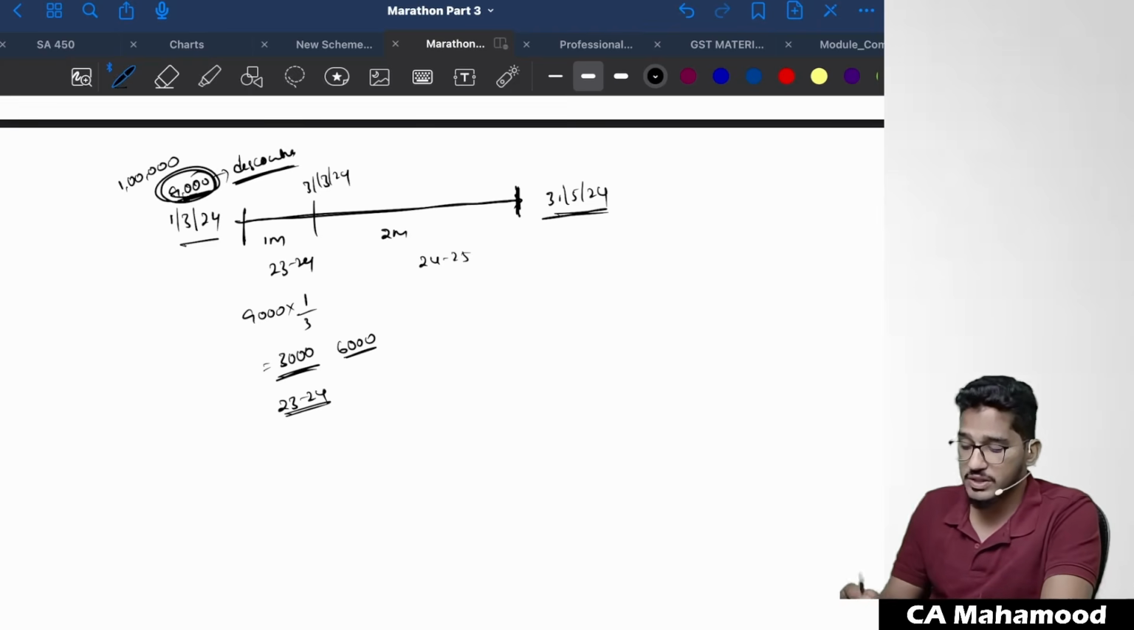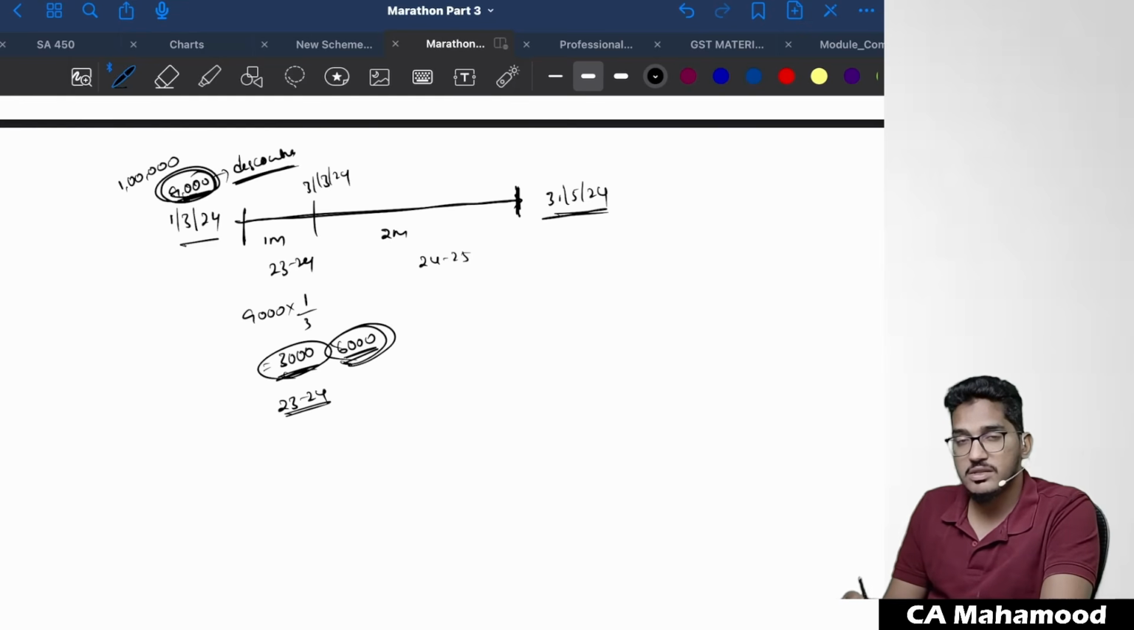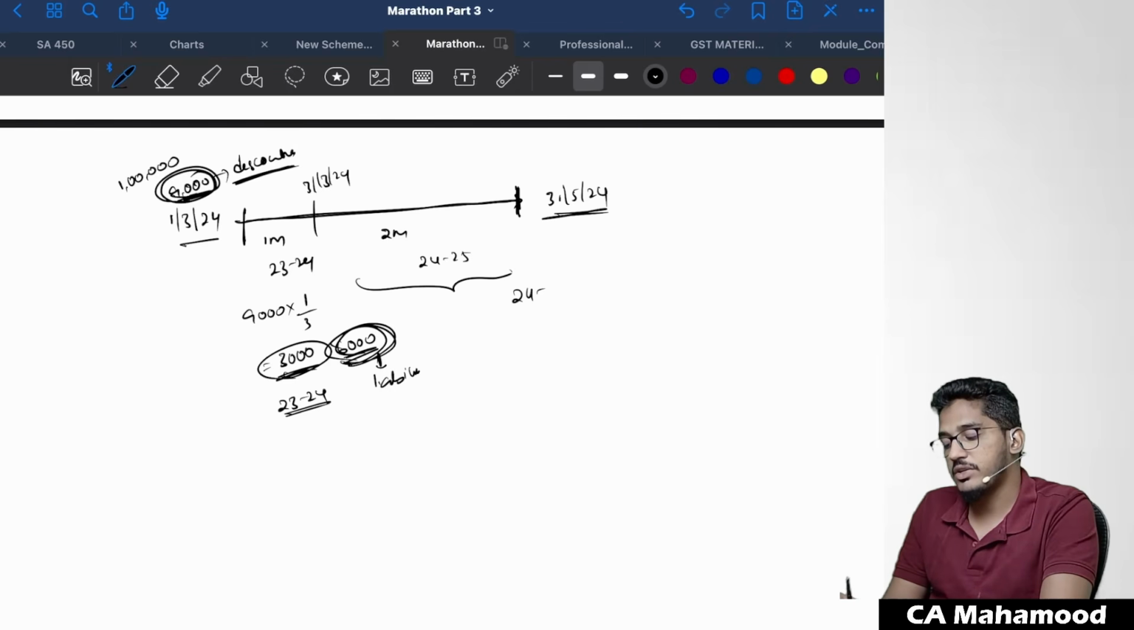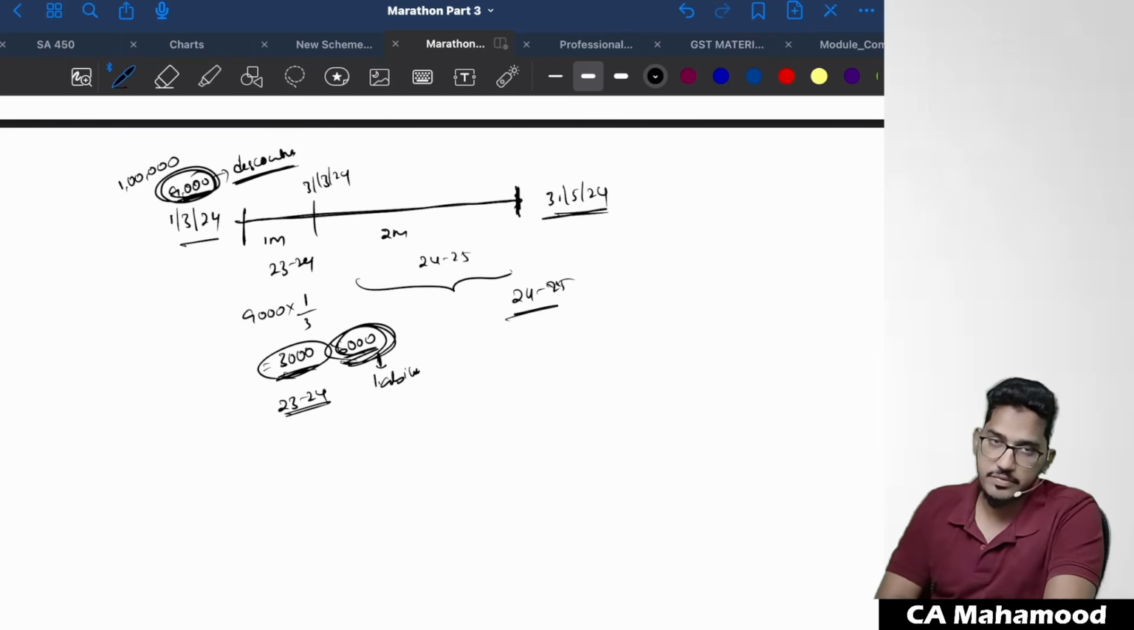How should the management show this item on the balance sheet date? 9,000 income they have received, but only 3,000 they have recognized. What about the 6,000? How do they have to show it? Income received in advance will become what? Liability. They have to show it as a liability as on the balance sheet date, and that balance 6,000 they can recognize in the financial year 24-25.